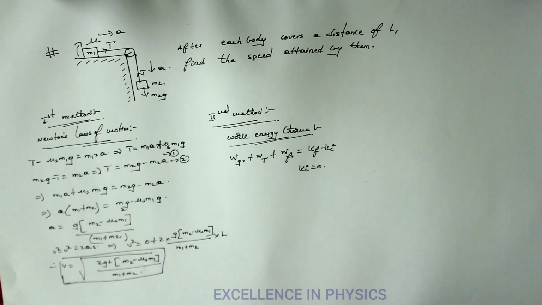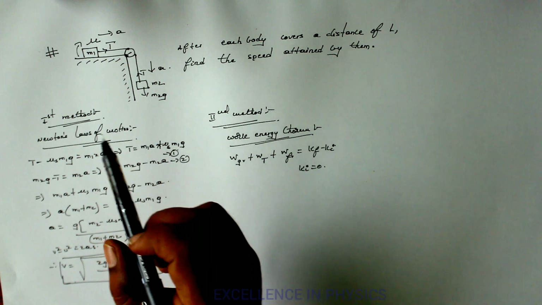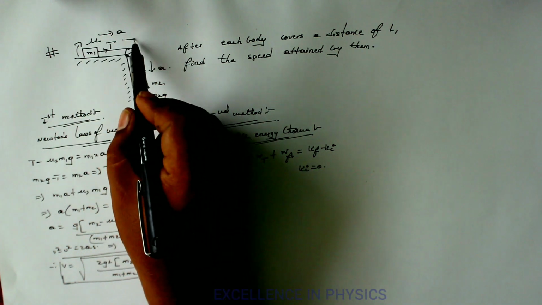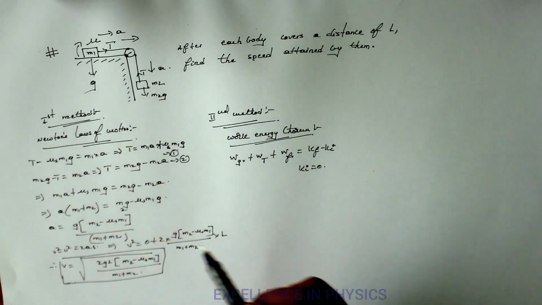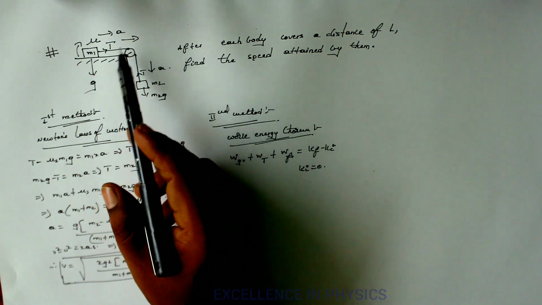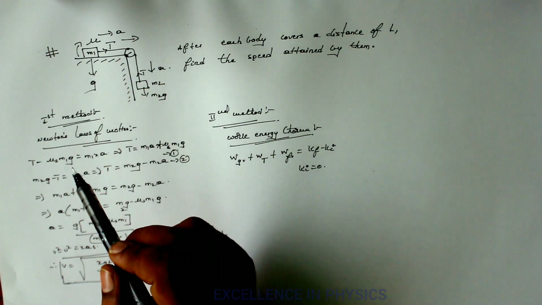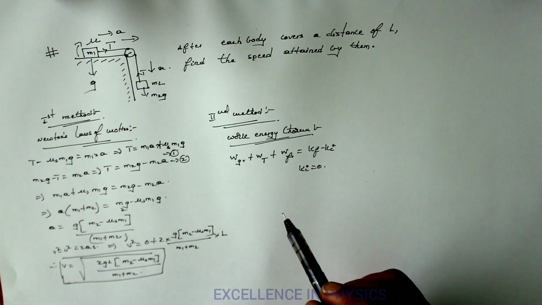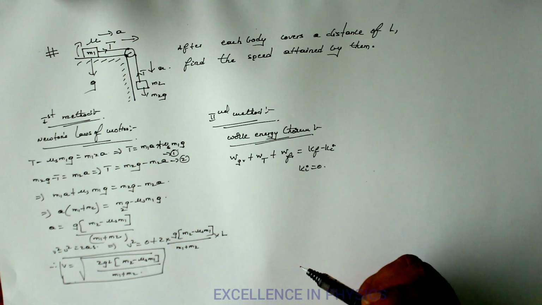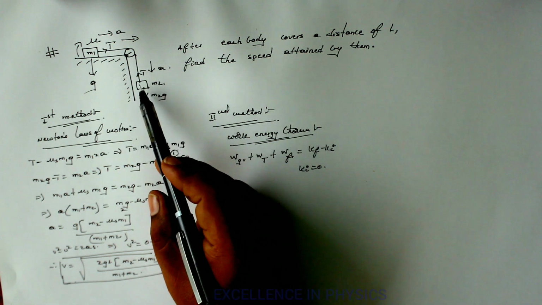Now, work done due to gravitational force. The gravitational force is doing work only on mass m2 here, because mass m1 is displacing in this direction and the gravitational force is acting downwards. So the angle between these two is 90 degrees. So work done by the gravitational force on mass m1 will be 0, because work done W is equal to Fs cos theta and theta value is 90 degrees. So work done due to gravity is present only on mass m2.